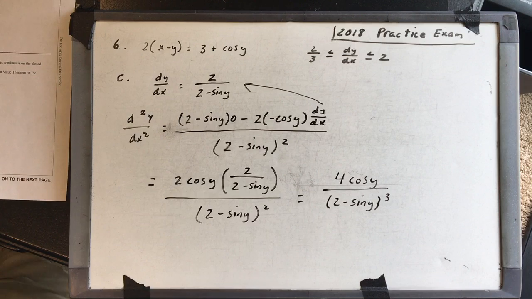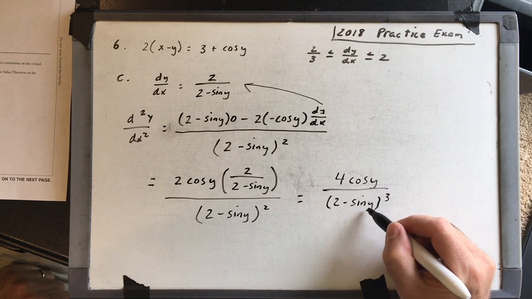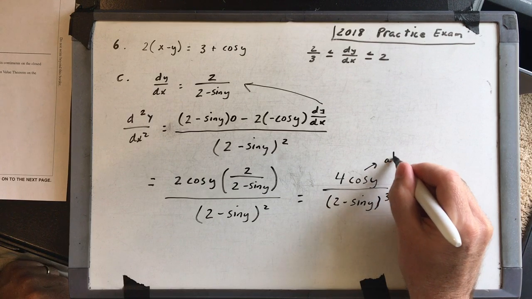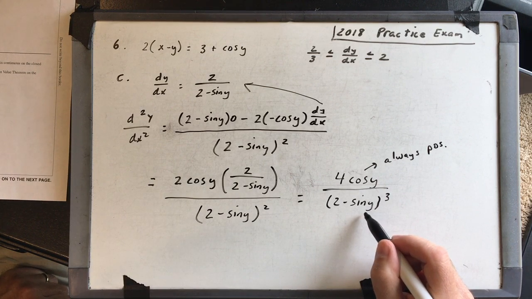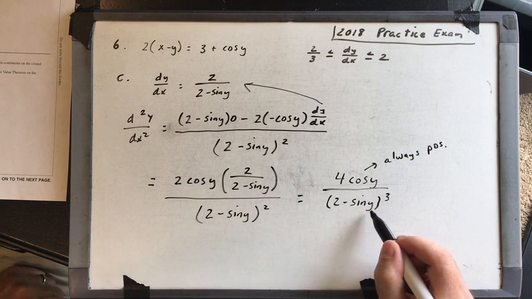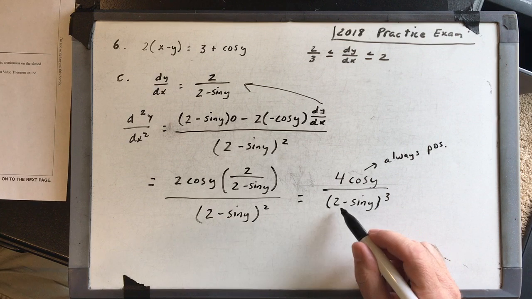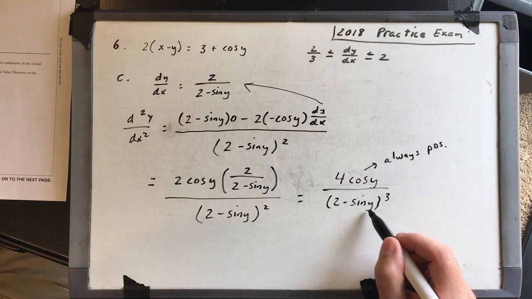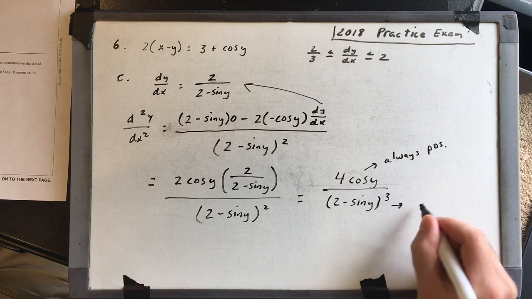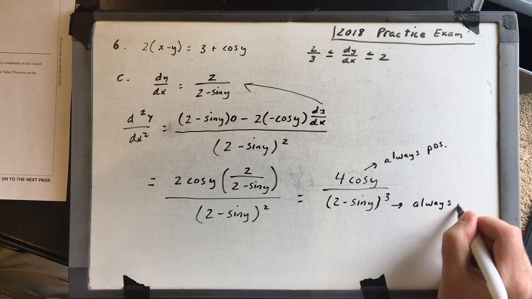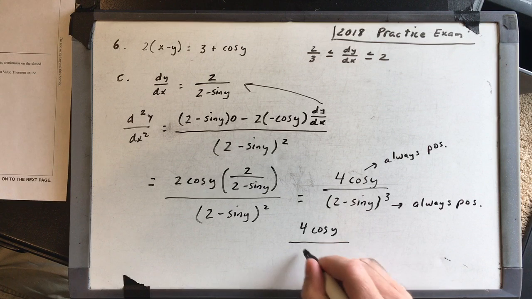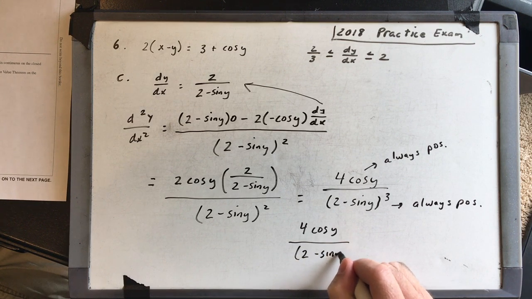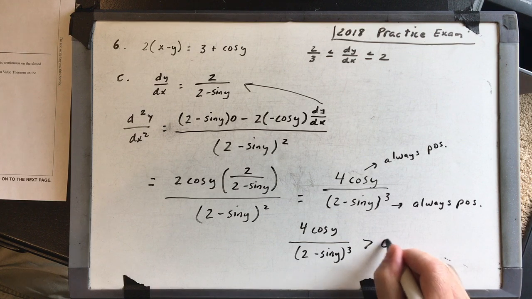Okay, so you could look at the values in the first and fourth quadrant. Cosine's always positive. And then sine is always going to be less than 2. The biggest value is going to be root 3 over 2. Actually, the biggest value is 1. So 2 minus 1 is always positive, so the denominator's also always positive. So we know that 4 cosine y over 2 minus sine y all cubed is always greater than 0.